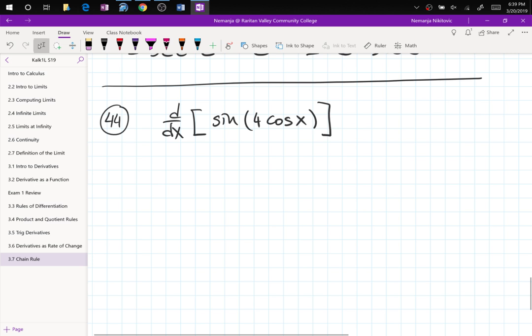What is my outer function? Sine x. Thank you. So f is going to be sine x, and that's the first one we are taking the derivative of. And how about the inner one? 4 cosine x. Very good.